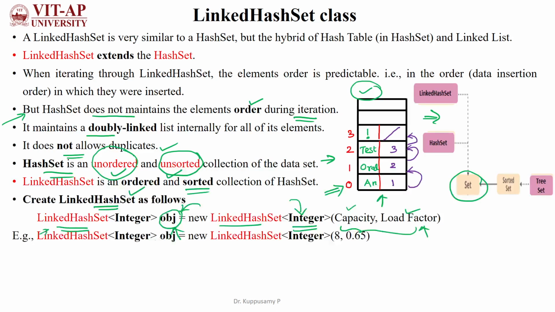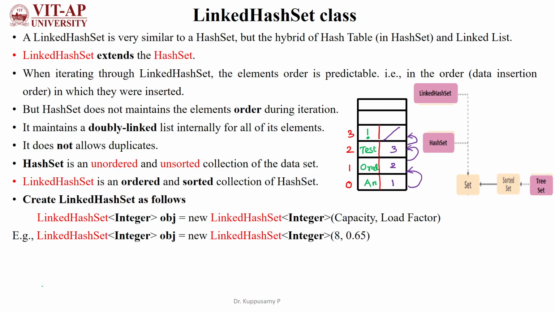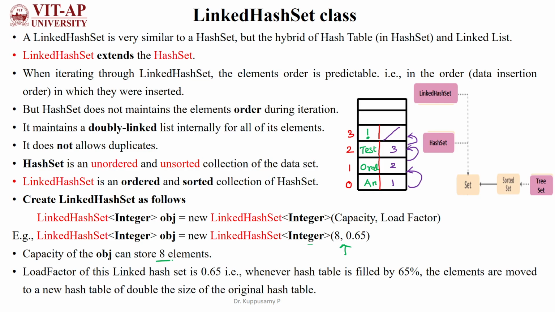So by default, you see the example is given: the capacity is given as 8 memory locations, and the load factor is given as 0.65. So in this point, the 8 is representing that 8 elements can be stored in this object variable.